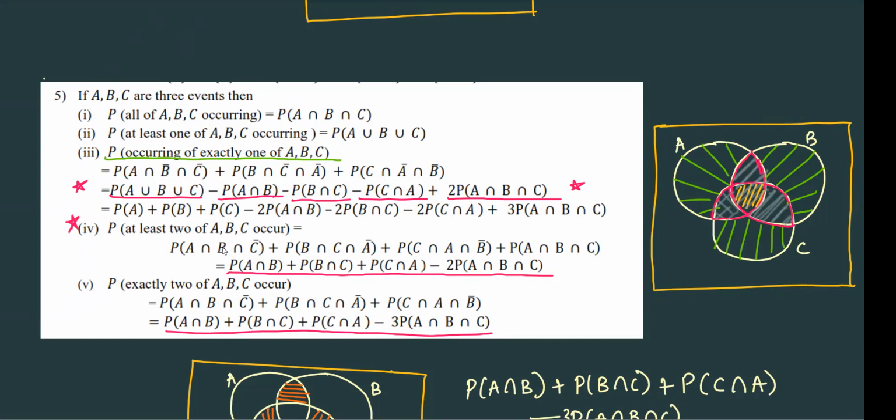Yes, sir. So it means at least two of them occur means either two of them occur or three of them occur. So it is A and B occurs, but not C. B and C occurs, but not A. C and A occurs, but not B. And all three can occur simultaneously.